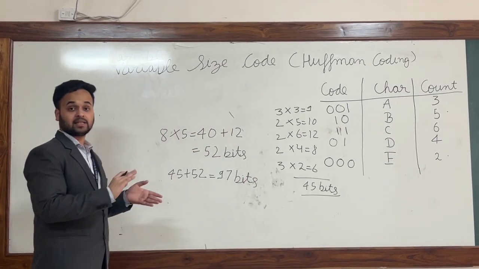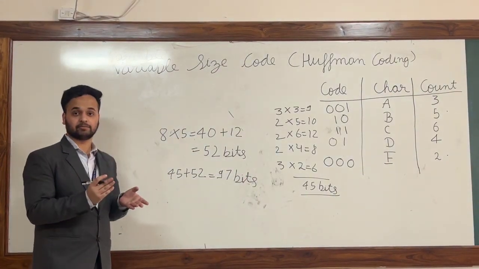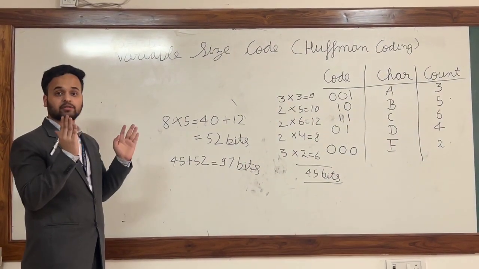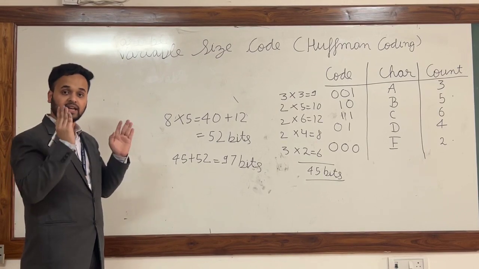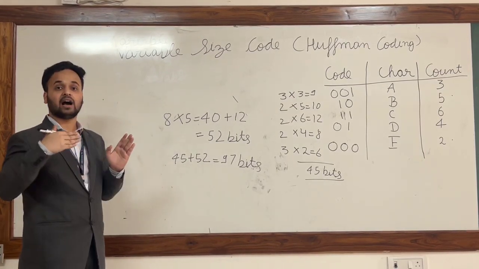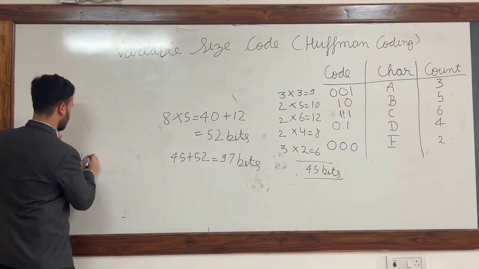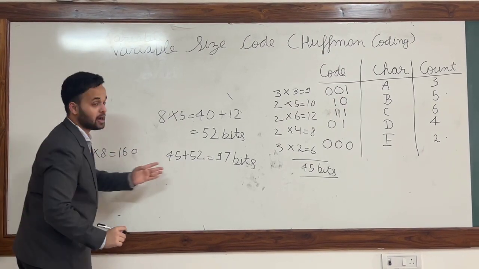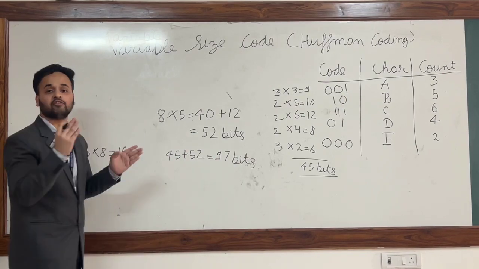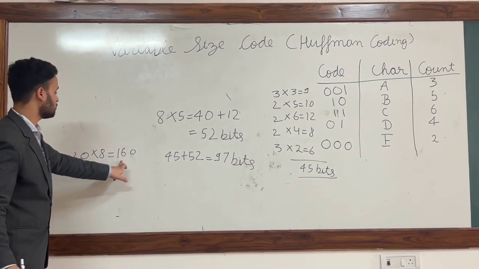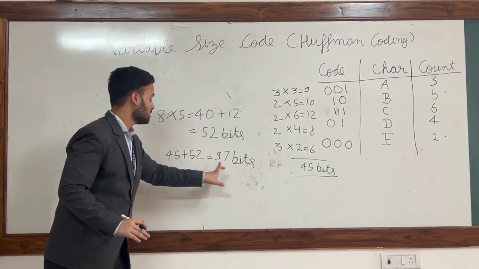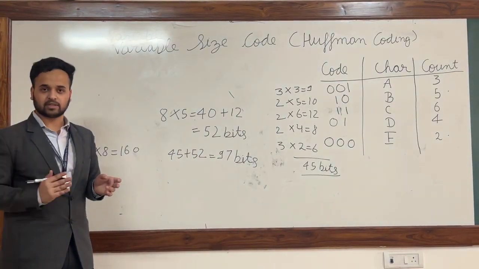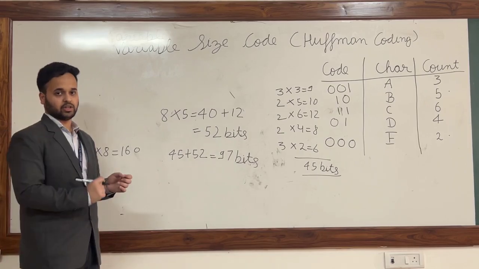So our message has been reduced to a size of 97 bits, which was earlier 160 bits. How 160 bits? The message was of 20 characters, and each character has an ASCII code of 8 bits. So 20 into 8 is 160 bits, and now our message is 97 bits. This is what Huffman coding does. The message has been reduced from 160 bits to 97 bits, almost 50 to 55% of reduction.